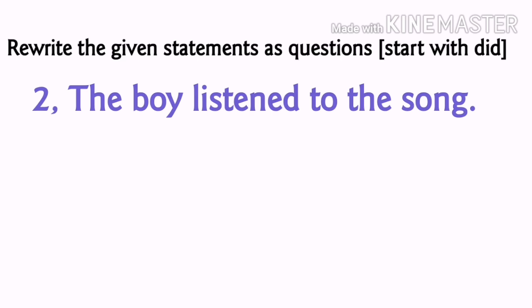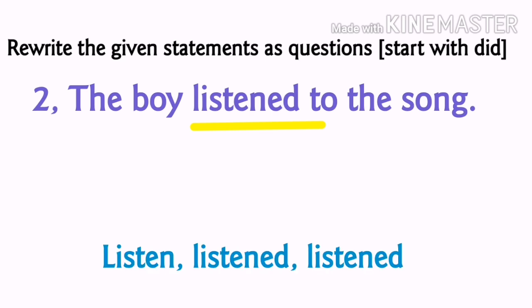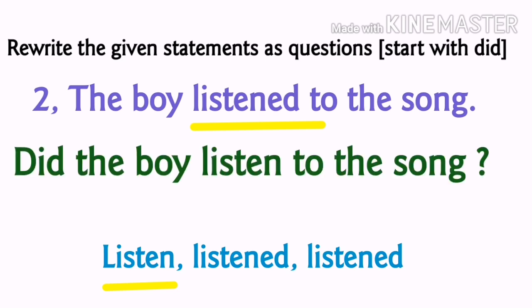The boy listened to the song. Which is the verb? Listened. Which are the three forms of that verb? Listen, listened, listened. The first form is listen. So the sentence will be like this: Did the boy listen to the song? Write down this in your notebook.